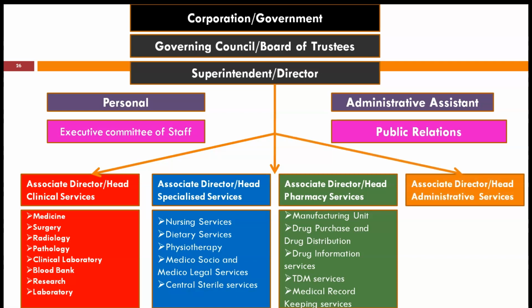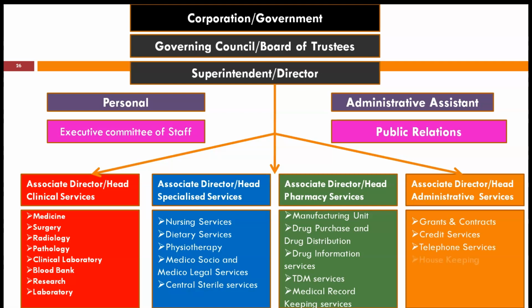And the last type of classification includes associate director or head administrative services, where the grants and the contracts, credit services, telephone services, housekeeping, laundry, etc. So the grants and the contracts, some grants will be given, or some services, whether it may be Yashaswini services or whatever the services, these administrative services will be taking care of all those things. Okay, whether it may be housekeeping or laundry.